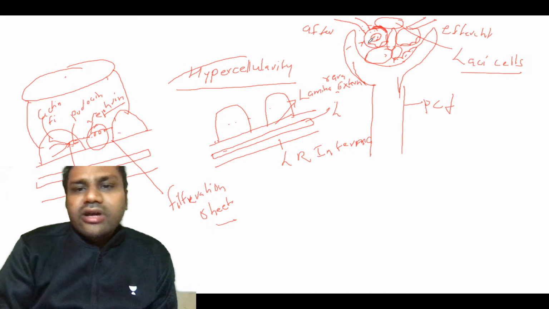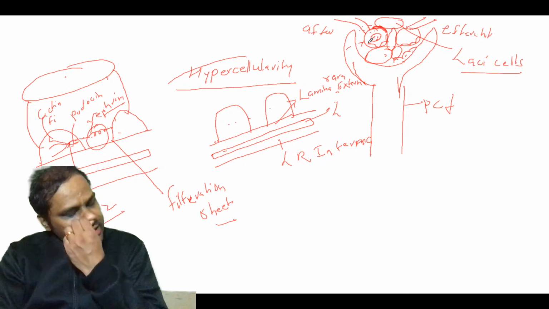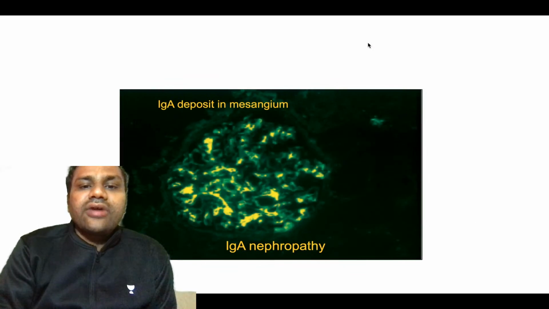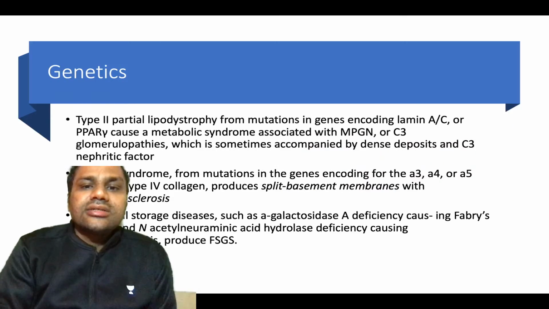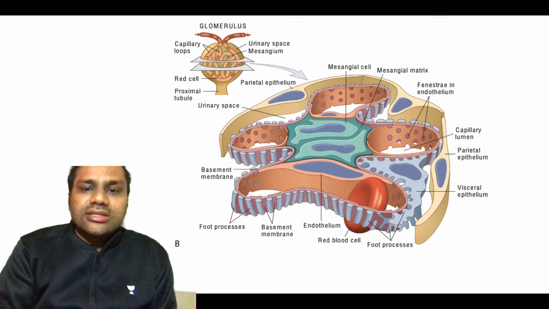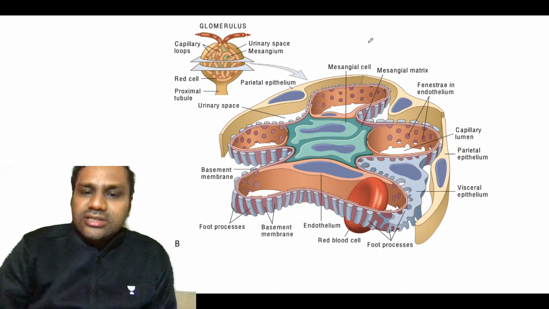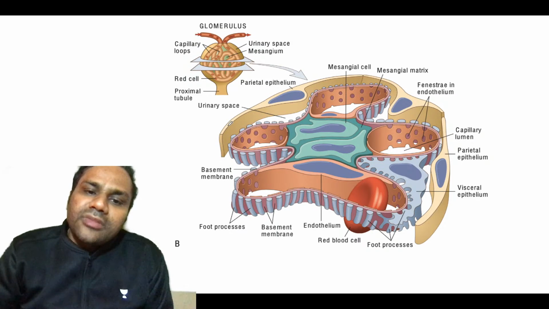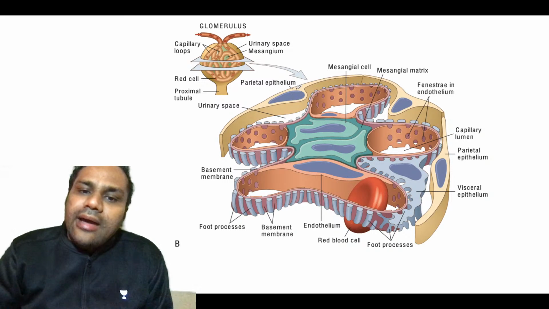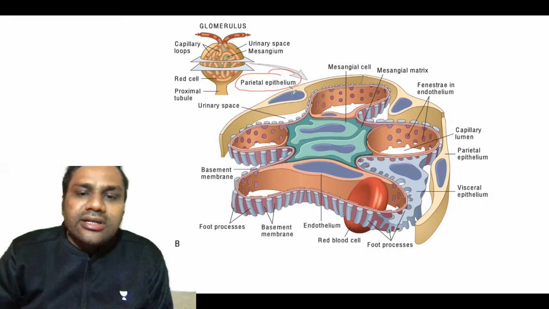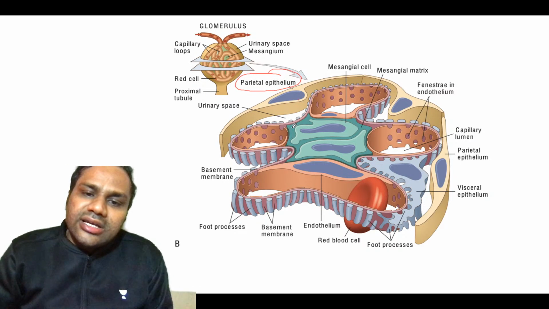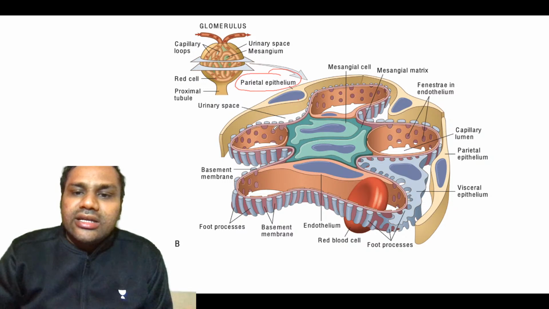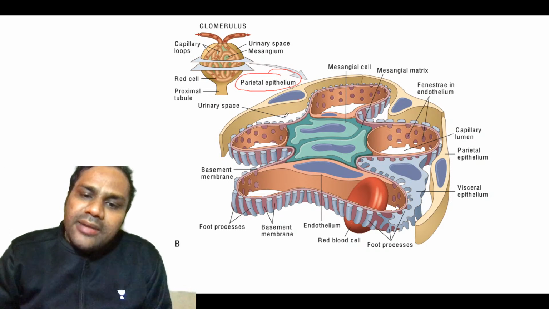Now when you talk about glomerular disease, what you need to know is the structure of the glomerulus. Again you can see the structure. This is your Bowman's capsule, and it has a parietal epithelium. Then all of these are the capillary loops. These are the capillary lumens, and this is the basement membrane of the capillary lumen.